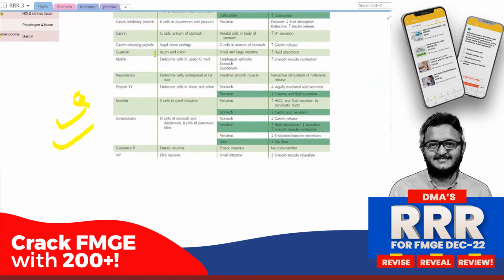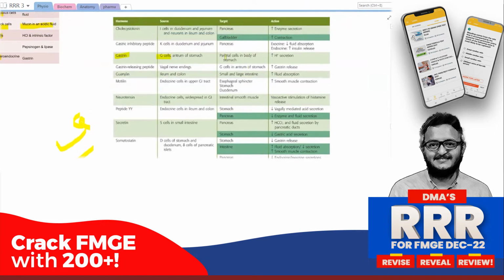So first of all, gastrin. Gastrin is secreted from G cells at the antrum of the stomach. And what is the target? It is the parietal cell in the body. Gastrin will activate the parietal cell in the body, and that will ultimately lead to H plus secretion. I am telling you, you don't do anything in GIT, just study this topic. One question is for sure.